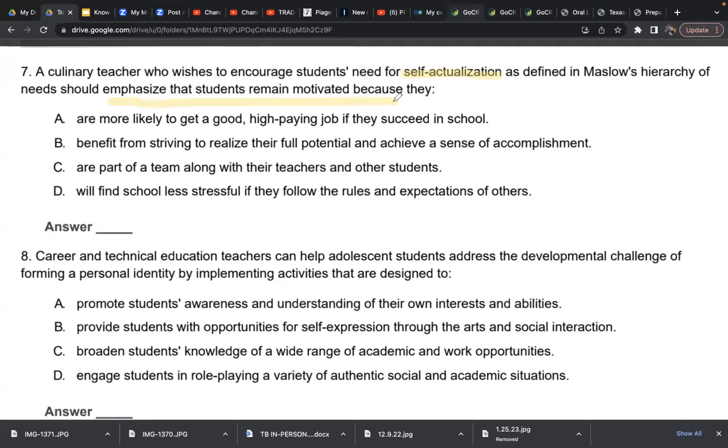Their full potential. Right. I would say B. A is not the right answer. They don't need to emphasize high-paying jobs if you succeed in school. And self-actualization means you do it for yourself, not for anyone else, because you feel good that you achieved something. I learned this not because it was for a grade, but because I was interested in it. That's self-actualization. So C and D are not the right answer, and B is the only one that has the self-actualization sense of accomplishment.